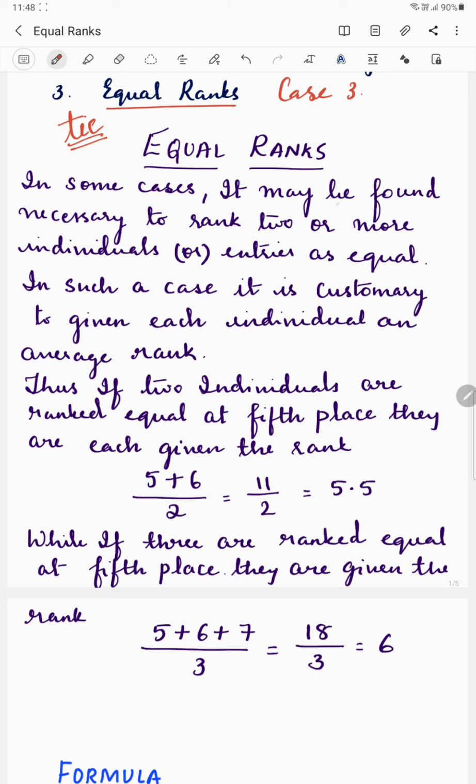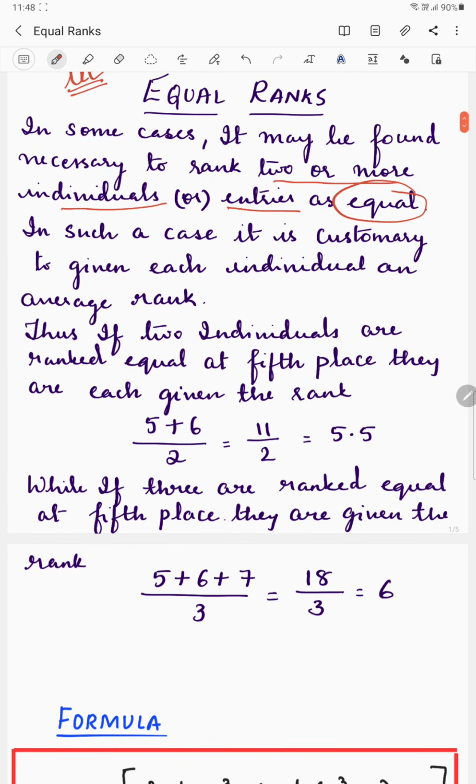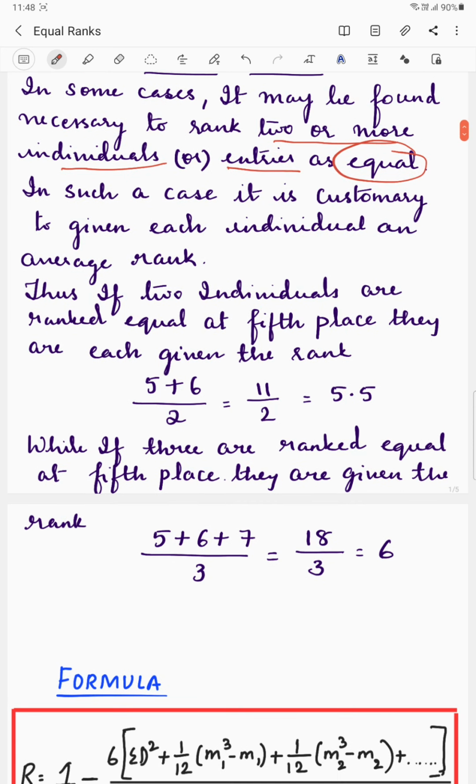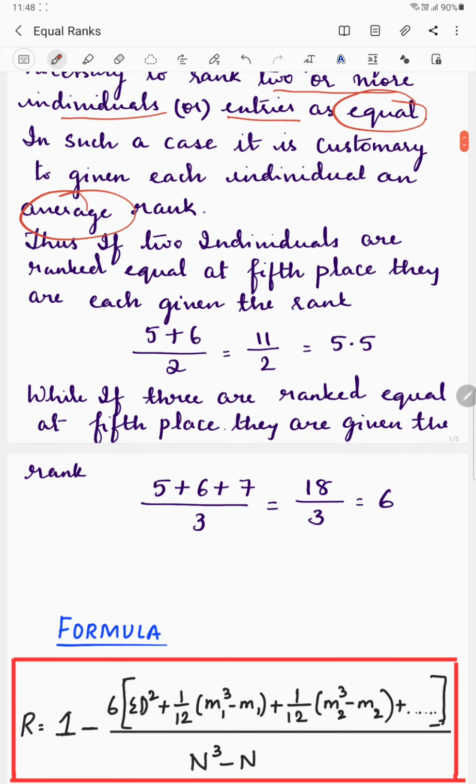In some cases it may be found necessary to rank two or more individuals or entries as equal. So when you find two entries are the same, it is necessary to take the average of the ranks. Here two individuals are ranked equal at fifth place, so you will take fifth plus sixth divided by 2, the average. So in the fifth and the sixth position you will be writing 5.5.